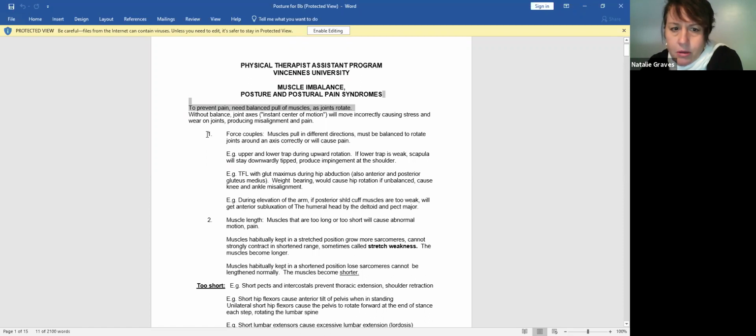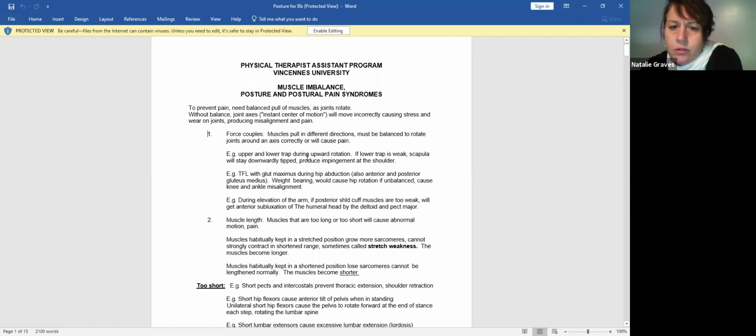But as we've said before, muscles work in force couples. They don't really work independent of one another. They work together to form a motion. So they must be balanced to rotate around an axis correctly, or again, this could cause pain. So we have some examples here.